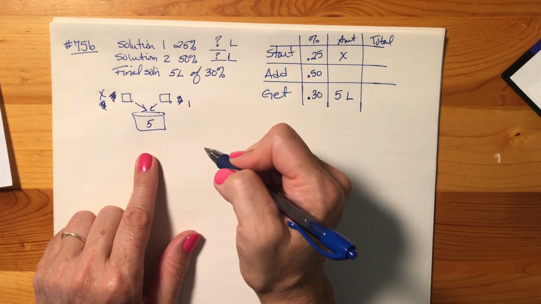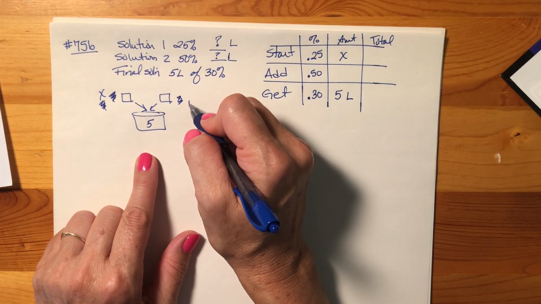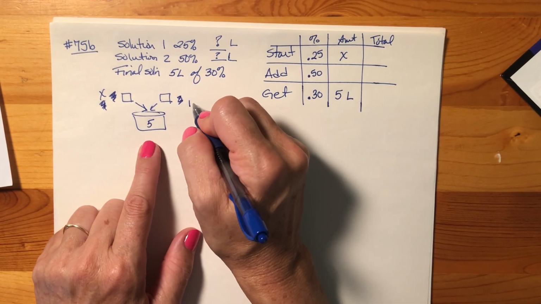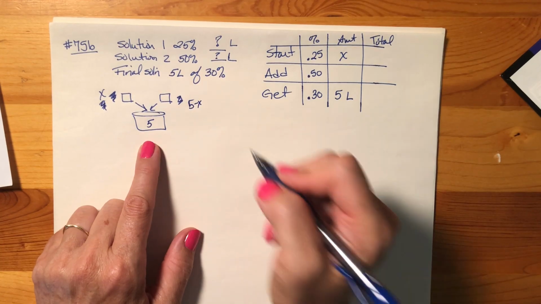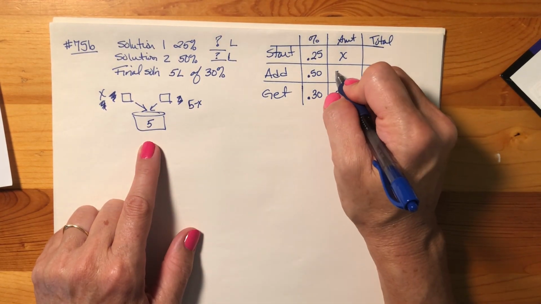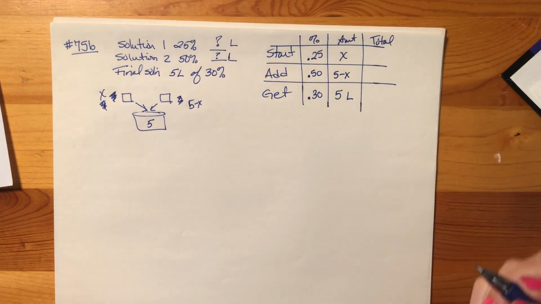Okay, so here we go. If over here is X, how much do I have over here? You got it. So it's going to be 5 minus X. All right, because the sum has to be 5. So it's 5 minus X. It's a nice little trick. Put it in your back pocket. Keep it with you.